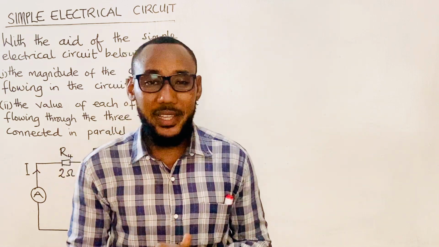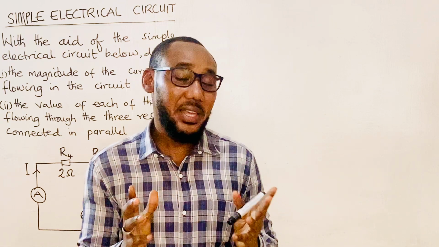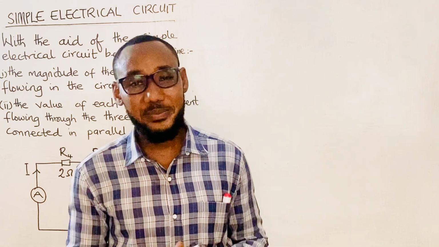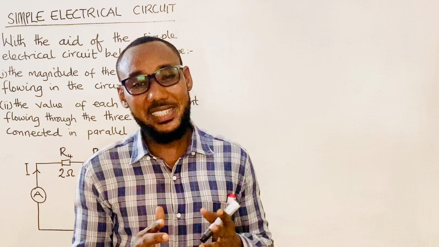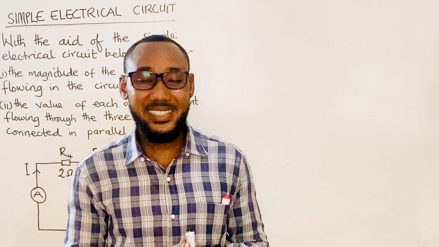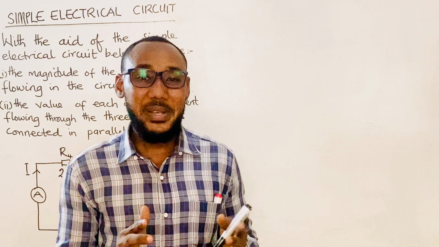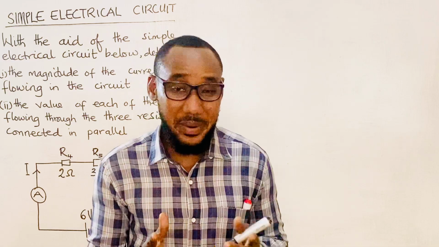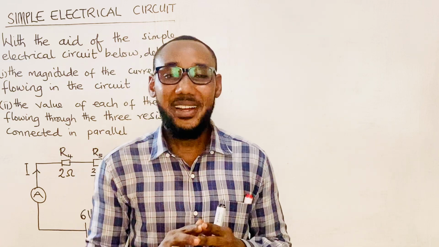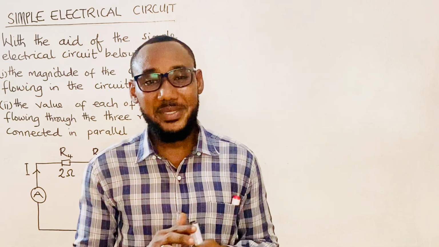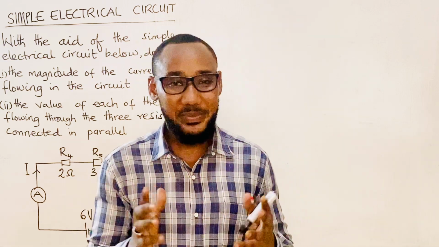Now, in any electrical circuit, usually there are three things that we measure: the current flowing through the circuit, the potential differences across the resistors in the circuit, and the electromotive force in the circuit. So to help us understand all these different components or parameters, we are going to take a very simple question and then try to work around it to help us understand those components about the simple electrical circuit.